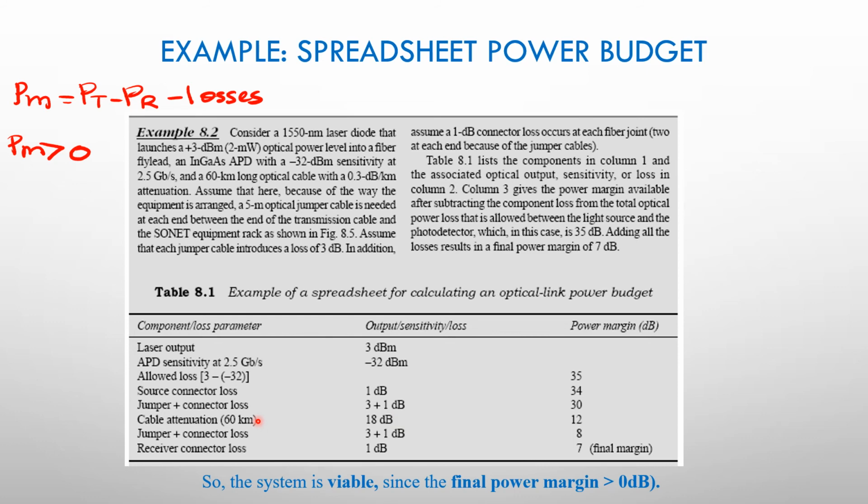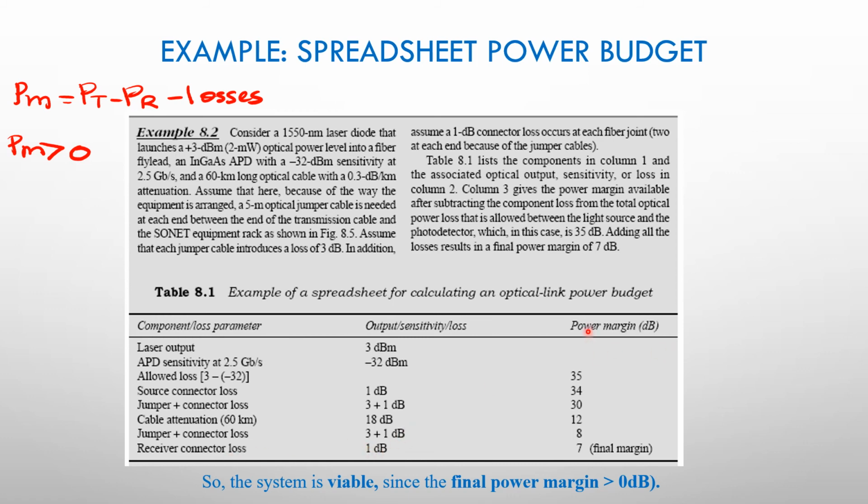We know that our link distance is 60 kilometers. Fiber attenuation is 0.3 dB per kilometer. To get the total fiber attenuation, we just multiply 60 kilometers with 0.3 dB per kilometer, so you will get 18 dB. And at the receiver, you have another jumper plus the connector loss, which is 3 plus 1 dB. And finally, the receiver connector loss, which is 1 dB.